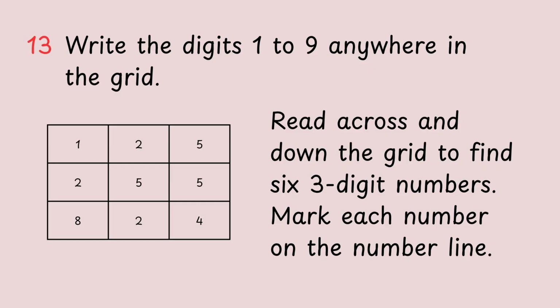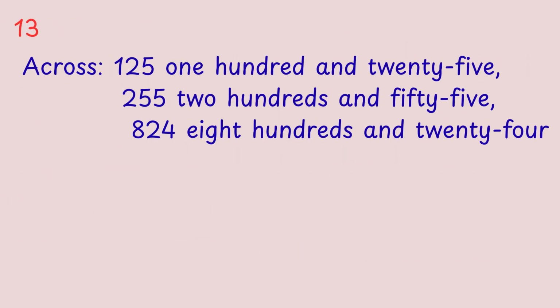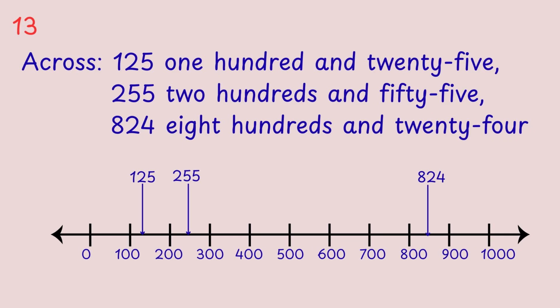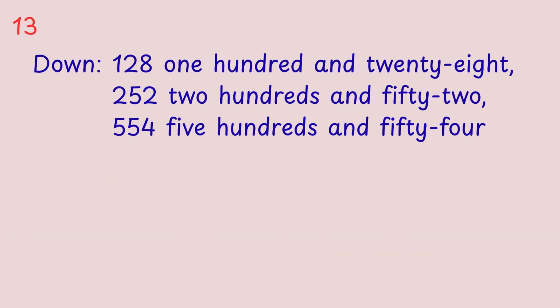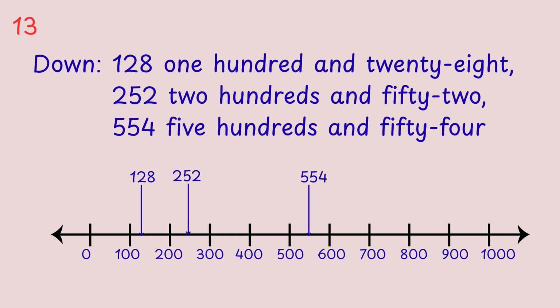Question 13. Write the digits 1 to 9 anywhere in the grid. Read across and down the grid to find 6 three-digit numbers. Mark each number on the number line. So, when we read across, that will be 125, 255, and 824. And we can mark on the number line. And when we read down, that will be 128, 252 and 554, and we can mark on the number line.